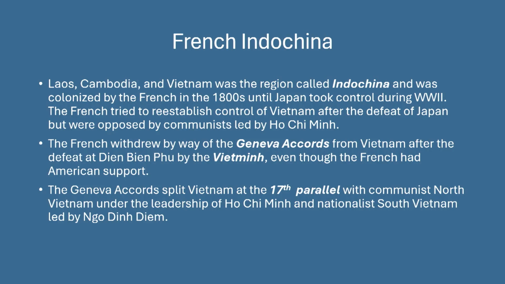The French tried to reestablish control of Vietnam after the defeat of Japan, but were opposed by communists led by Ho Chi Minh. Now, Ho Chi Minh, the leader of the Communist North, wanted the South to become communist also. The French withdrew by way of the Geneva Accords from Vietnam after the defeat at Dien Bien Phu by the Viet Minh, even though the French had American support. So the Geneva Accords split Vietnam at the 17th parallel, with communist North Vietnam under the leadership of Ho Chi Minh and the nationalist South Vietnam led by Ngo Dinh Diem.